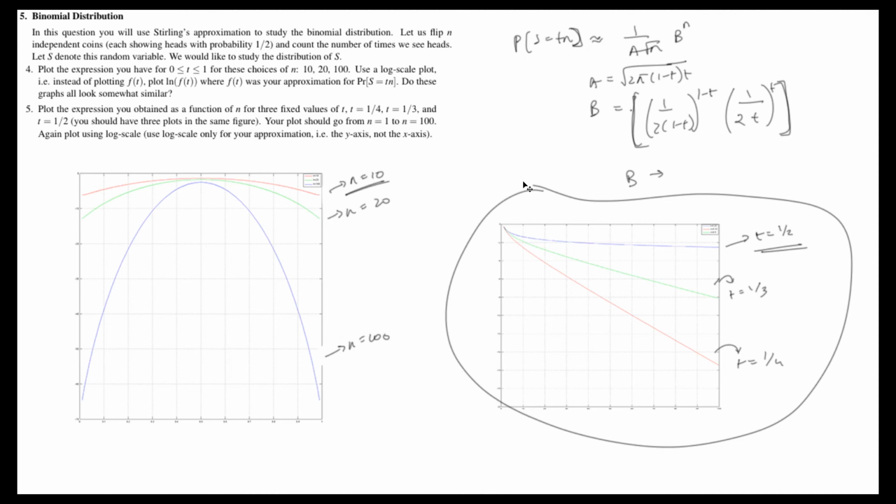That's it for question 5 of homework 13.